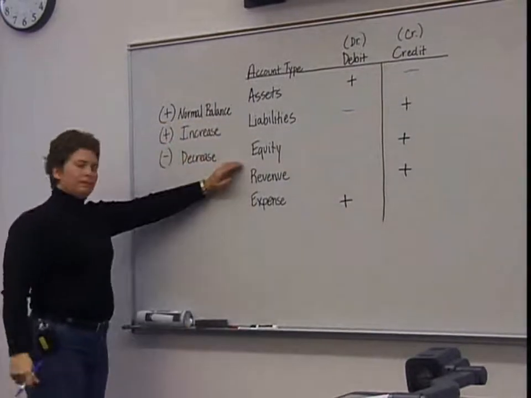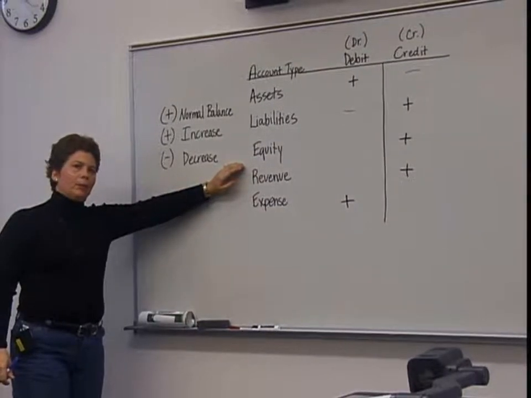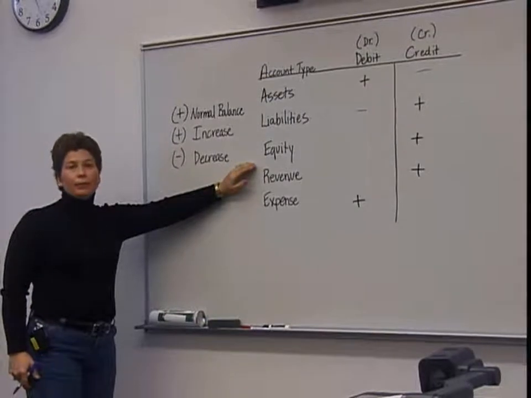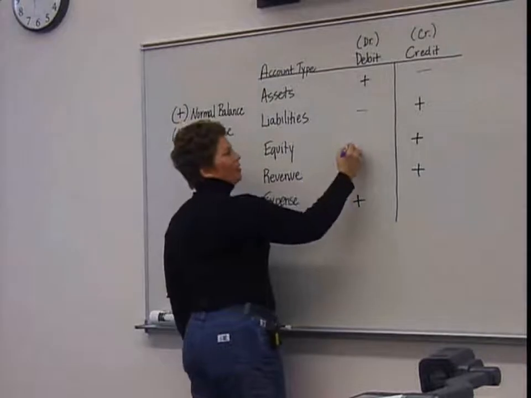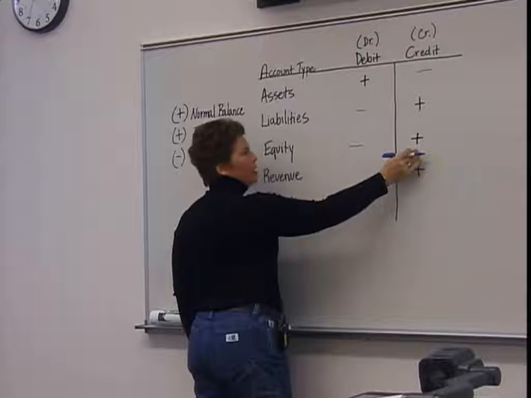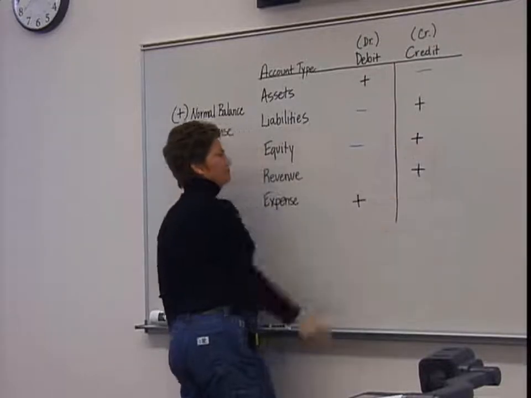Now, equity, our interest or our position in the business, when we decrease that, let's say, for example, we take money out of our business for personal use, we would show that as a negative on the debit side because it has a normal credit balance, and we increase it with the credit side.